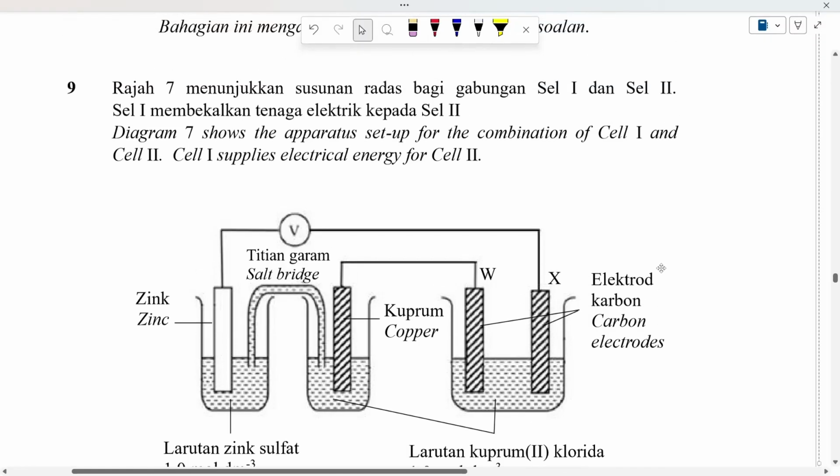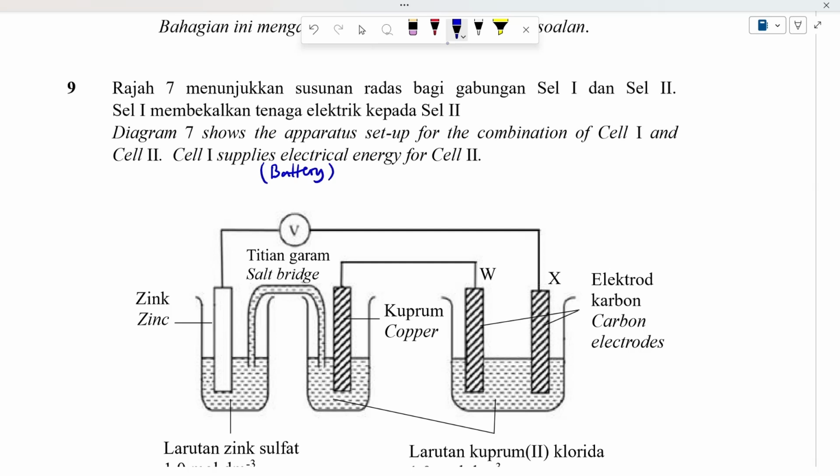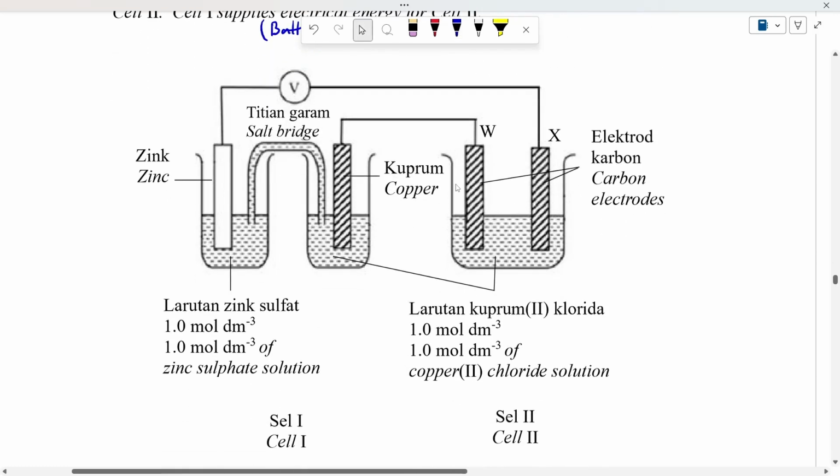Okay, now we look into essay question number 1. The diagram shows the apparatus for the combination of cell 1 and cell 2. Cell 1 supplies the electrical energy for cell 2. Here it is already mentioned that this one is the battery, the power. If it is not mentioned, you can also determine it by looking at the electrodes.